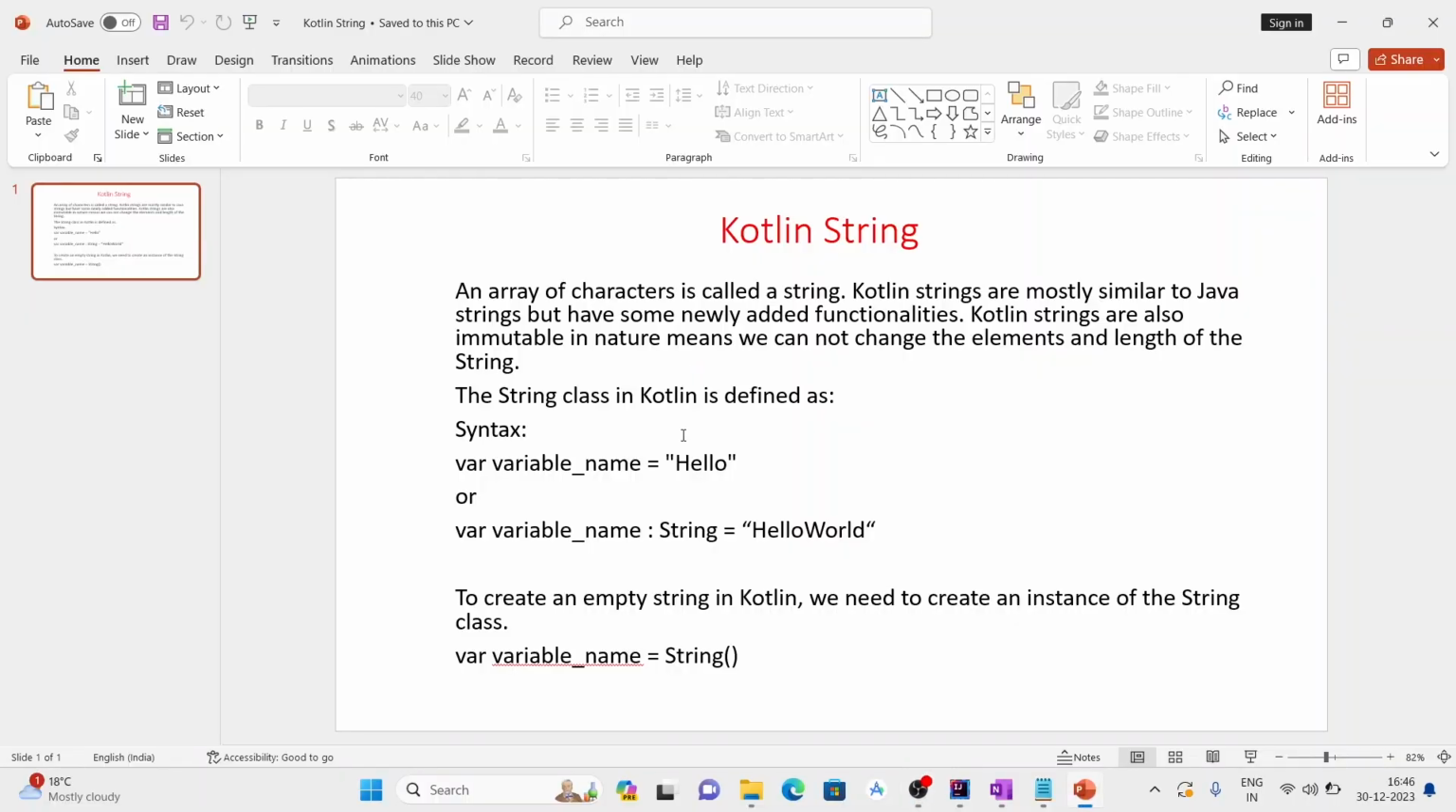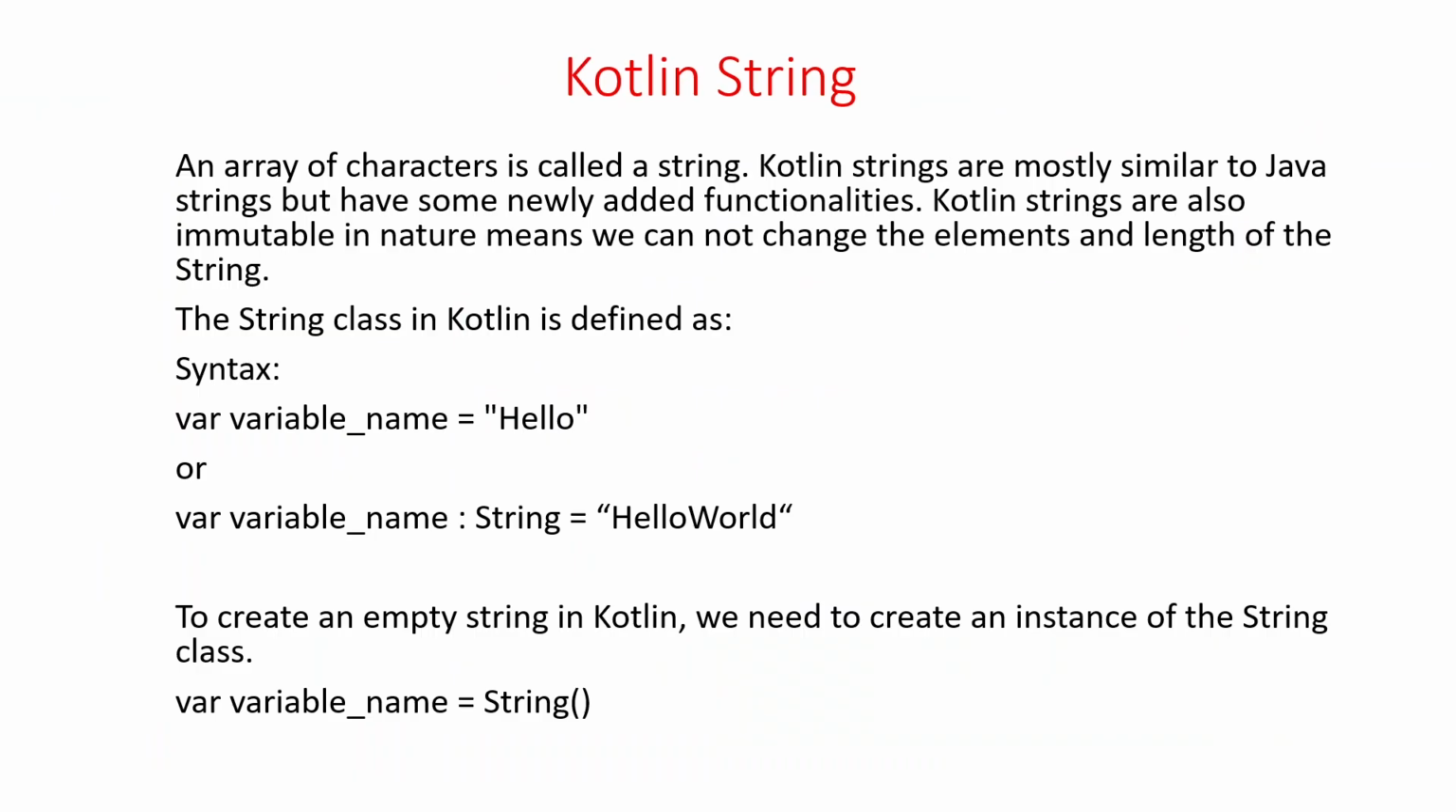Let's talk about strings in Kotlin. Let's enter the full screen. An array of characters is called a string. Kotlin strings are mostly similar to Java strings but have some newly added functionalities. Kotlin strings are also immutable in nature, meaning we cannot change the elements and length of the string. A string in Kotlin is defined as var variable name of type String, then initialize it. Or you can also create an empty string in Kotlin.